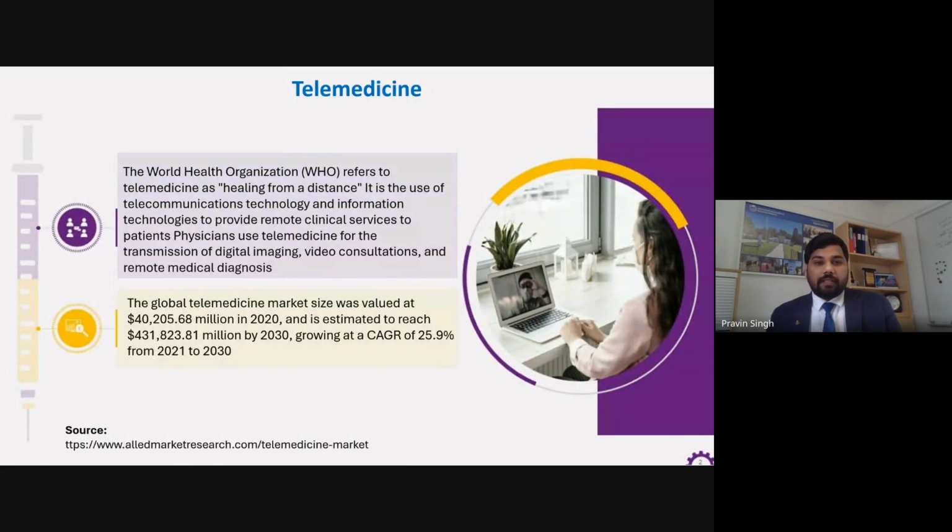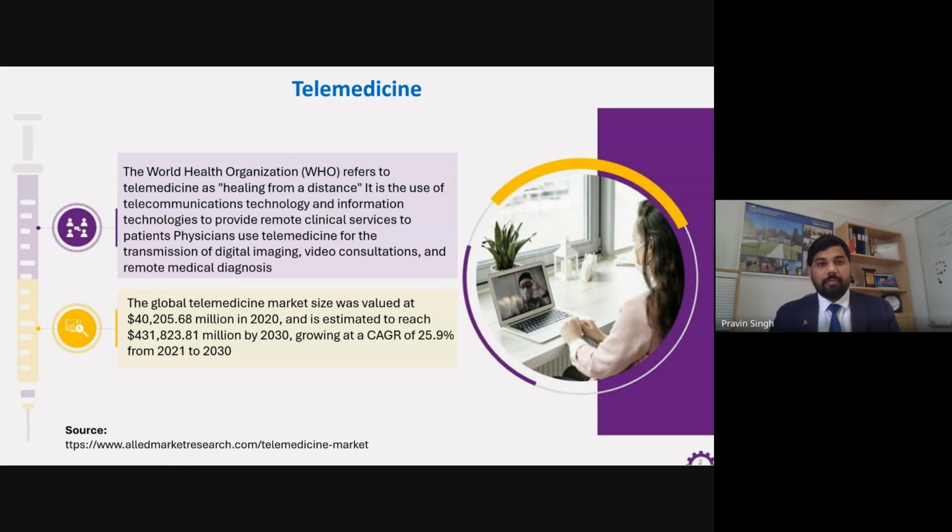So if we see the different devices people use nowadays, basically telemedicine. What is telemedicine? It is a prime example of how healthcare innovation can improve accessibility. It is the future of remote healthcare. The definition of telemedicine is remote healthcare services using digital communication. And the real world impact is that patients can consult a doctor without traveling.